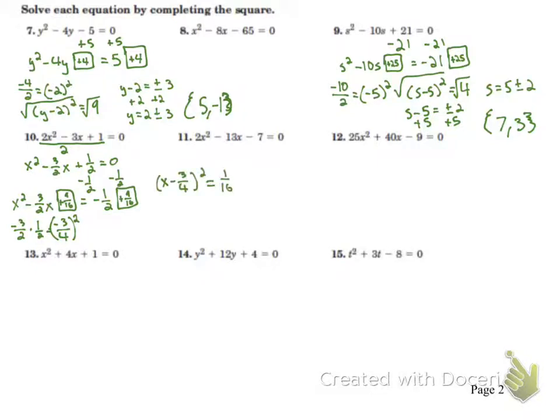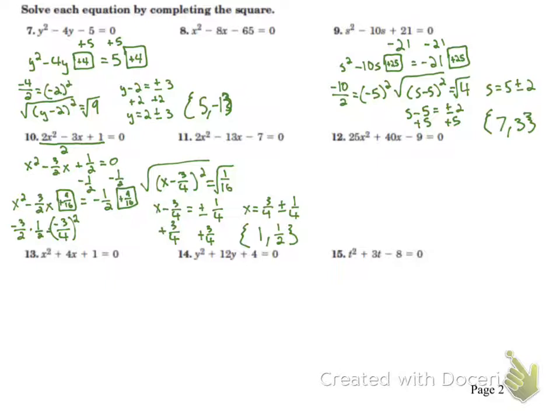When I simplify that, I'll get x minus 3 fourths squared equals 1 over 16. Take the square root of both sides. That leaves me with x minus 3 fourths equals plus or minus 1 fourth. Add 3 fourths, and I get x equals 3 fourths plus or minus 1 fourth. Well, that gives me an answer of 1 and 1 half.